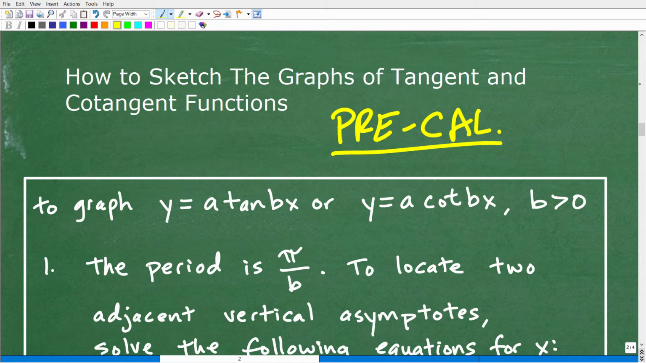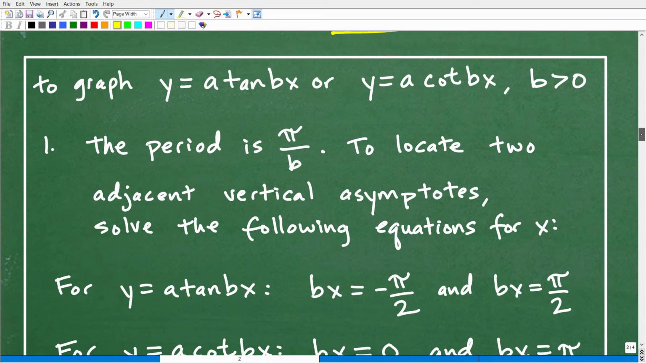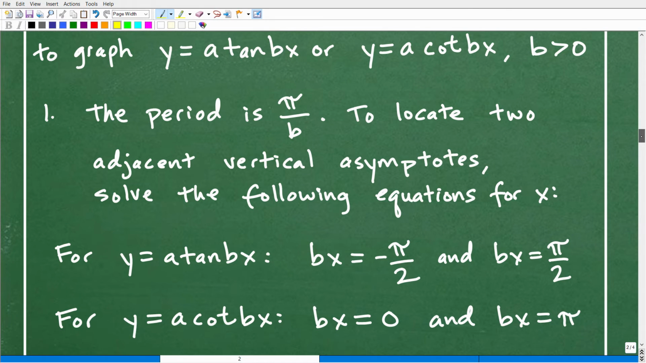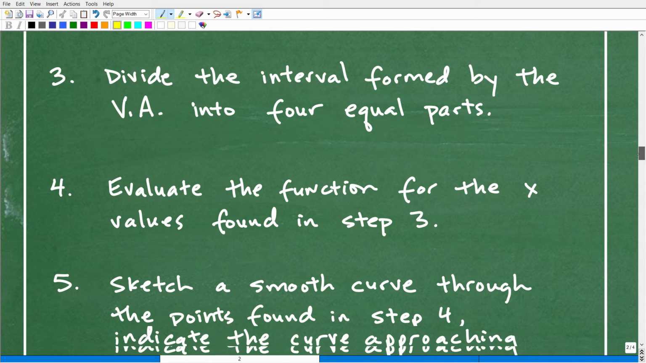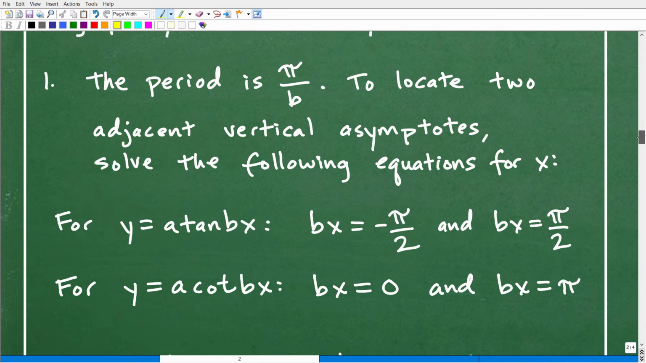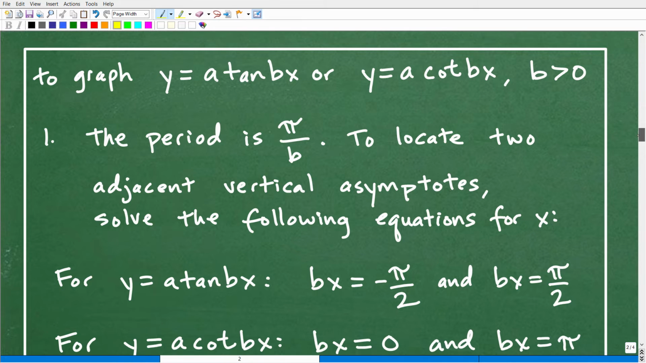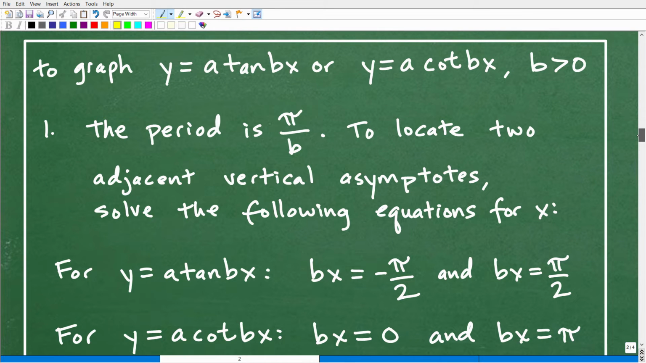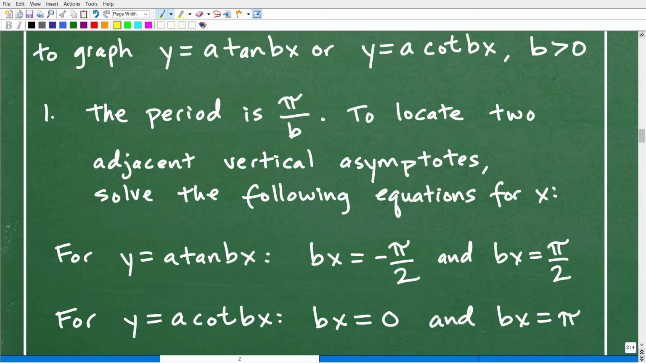But let's go ahead and take a look at what should be in your notes if you need to understand how to graph tangent, cotangent. Of course, secant, cosecant, sine, cosine, etc. So I'm going to be covering these steps. You can see I'm going to start with number 1, number 2, number 3, number 4, number 5. And I'm going to go through these pretty quickly. If you want to write these down for your notes, that's perfectly fine. But I'm going to go through them pretty fast because we have a lot to go here.